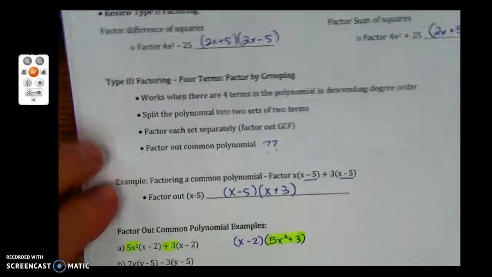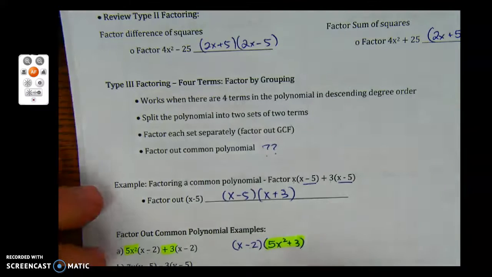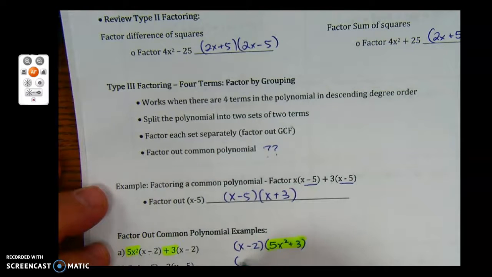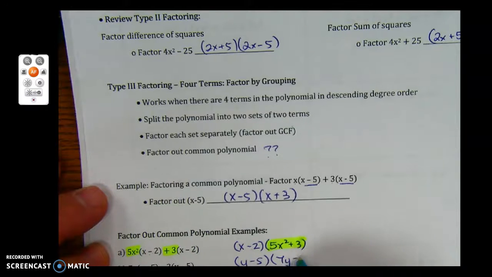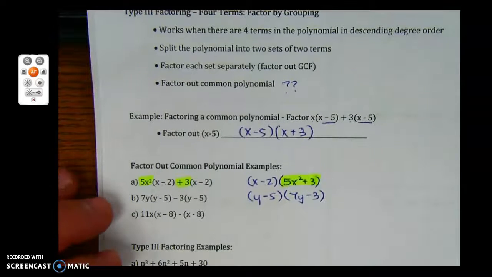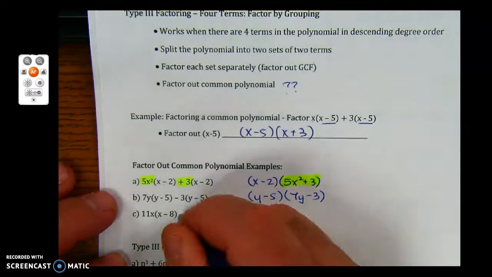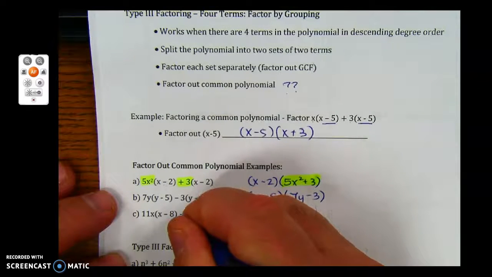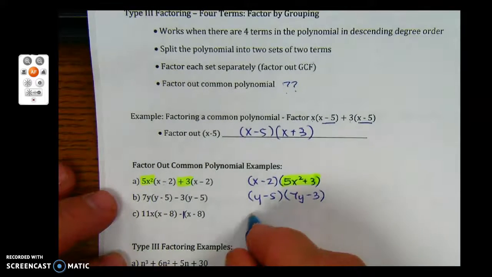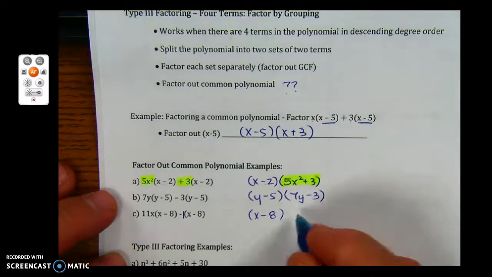All right, so again, in this next one, we bring out a y minus 5 because they have a y minus 5 in common, so we factor that out. That leaves us with 7y minus 3, and that's your answer. Don't get ahead of yourselves because it's not this easy. These are already partially done for you. Remember there's a 1 right here, okay? Let's take out the x minus 8, okay, and that leaves us with 11x minus 1.